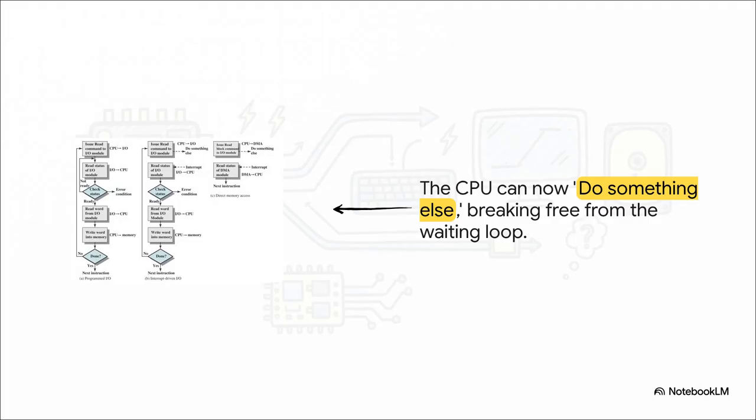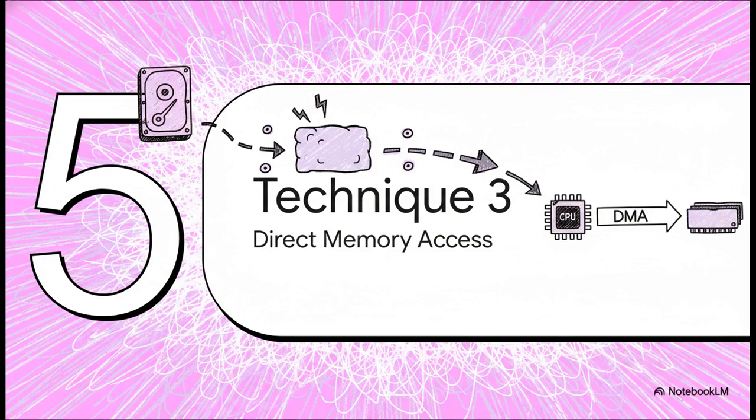If we go back to our flowchart, you can see the magic happen right here. That annoying waiting loop, gone. It's been replaced with this beautiful new path that says, do something else. The CPU is finally free. This was an absolutely massive leap forward for computer performance. But there was still a small problem.